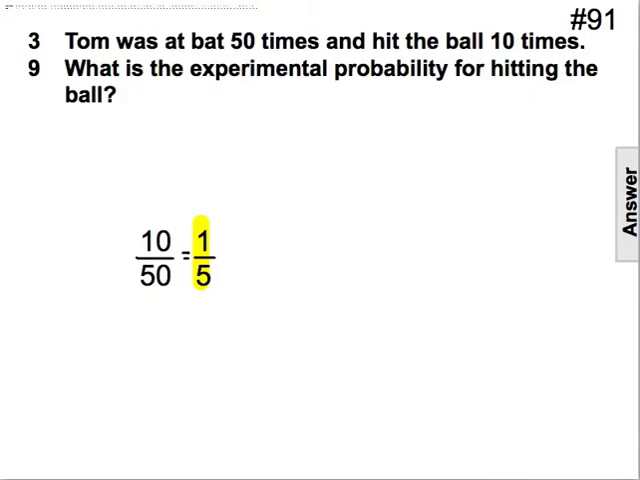Let's take a look at our first responder question. Tom was at bat 50 times total and hit the ball 10 times. We're looking for the experimental probability for hitting the ball. We're looking for the favorable, which is the number of times he hit the ball, out of 50 times total. So 10 over 50 reduces to 1/5, and that is our experimental probability.